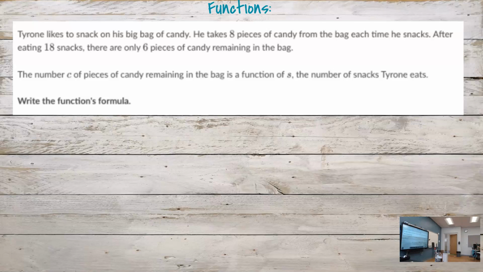Yeah, so do 18 times 8. What is it? 144. I knew you would need it. Did you add the 6 already or not? No. So that 144 is the 18 snack times, right? 18 snack times got you 144 pieces. Plus 6 more means we have an initial value of 150. 150 minus 8s, because it's every time he snacks.